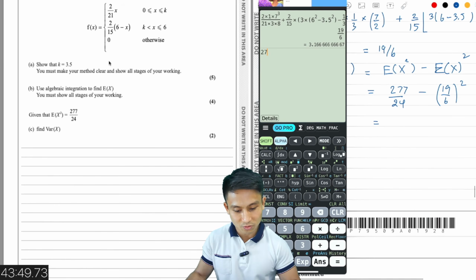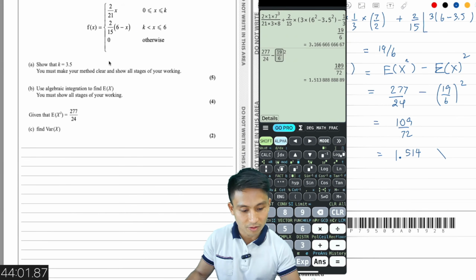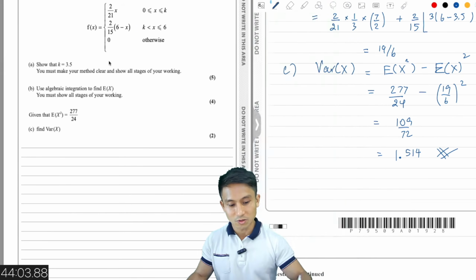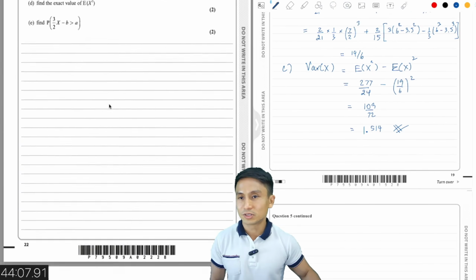So I'm going to do 277 over 24, minus the answer squared. So that's 109 over 72 or 1.514. Just put it as a decimal as well. And that's it.